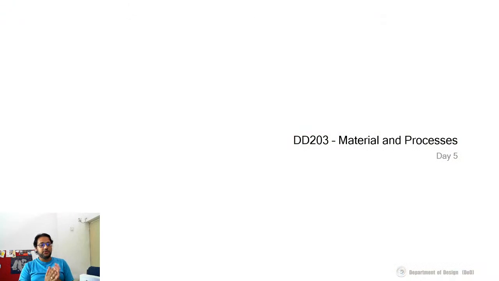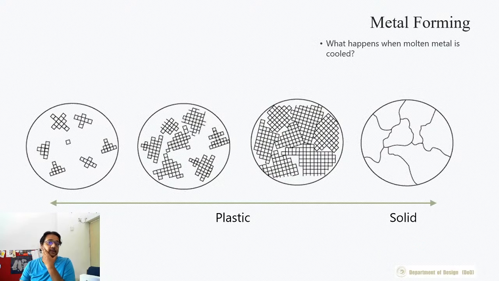Good morning today, and we are going to take a look at casting. What we are specifically trying to look at is what kind of manufacturing processes there are when metal is in a molten state.